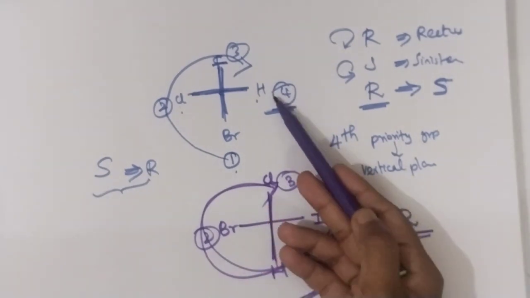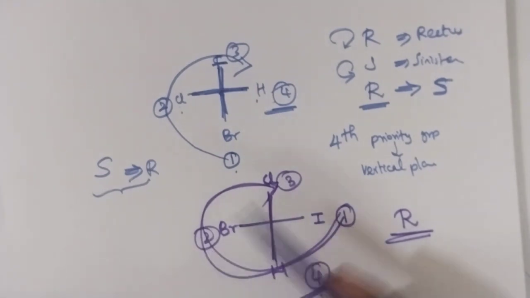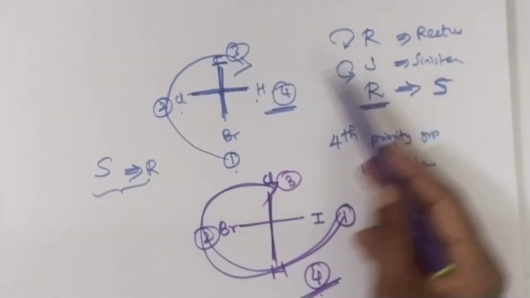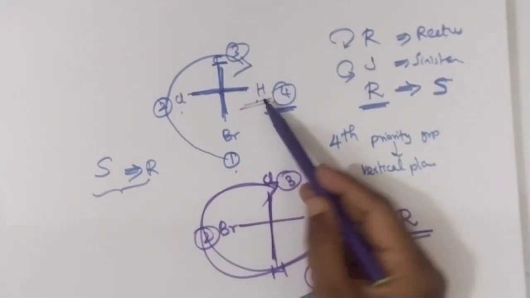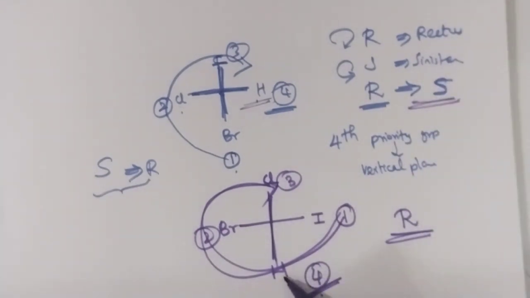In that earlier case, the fourth priority group was present in the horizontal line. Hence, you have to invert the configuration. You had got R configuration, but the fourth priority group is in the horizontal line. Hence, you have to invert the configuration and set it as S, right? In this case, it is present in the vertical line. No need to change the configuration. Simply it is R configuration. Okay, this is how you have to find out the R and S configuration in Fischer projection.